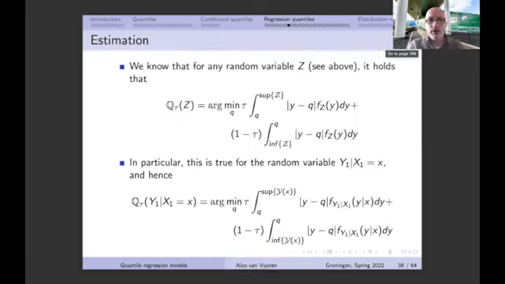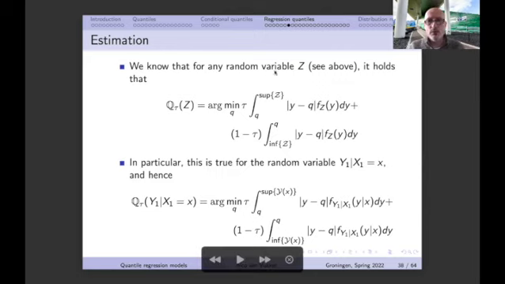I would like to go on with the next topic, and that's the topic of the estimation of the quantile regression model. We have already been looking at the identification of the quantile regression model, but we haven't said anything yet about the estimation. Well, in order to start with that, it is important to recap that we already know that for any random variable Z, we can write the quantiles themselves as the argument that is going to minimize this criterion function that we have over here.